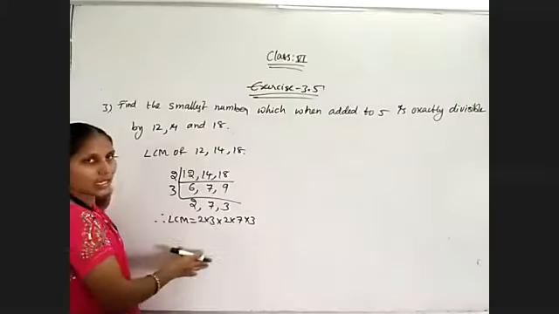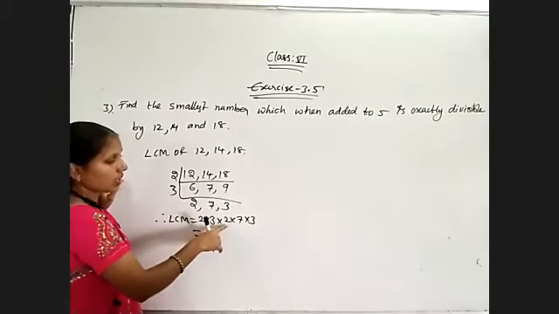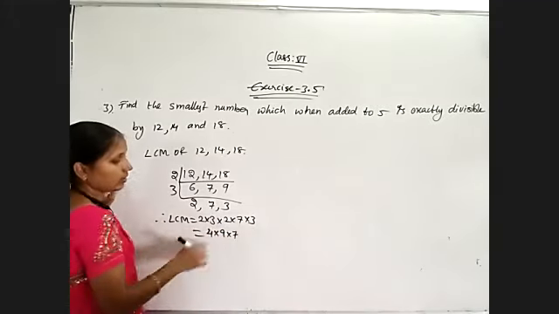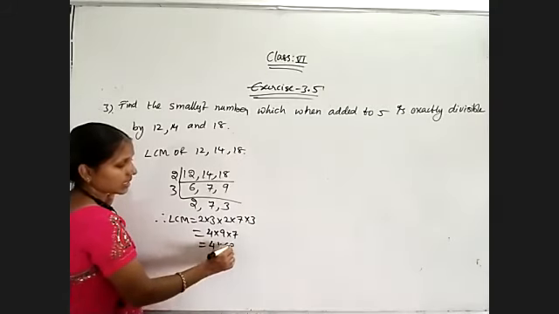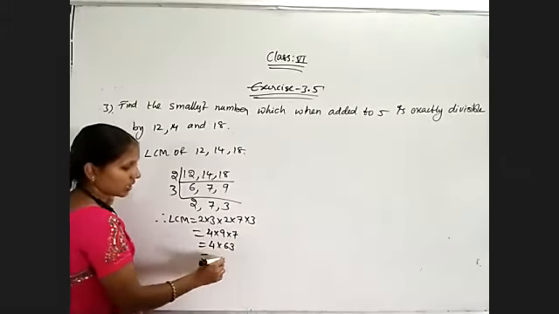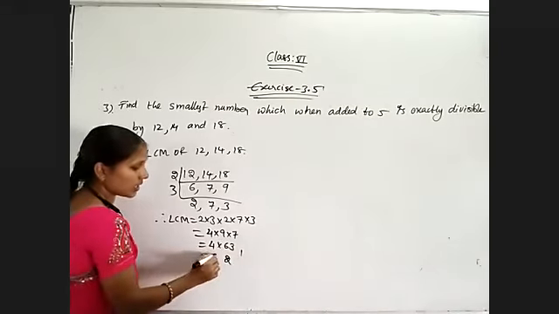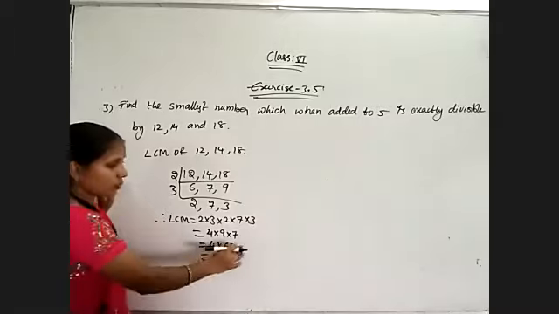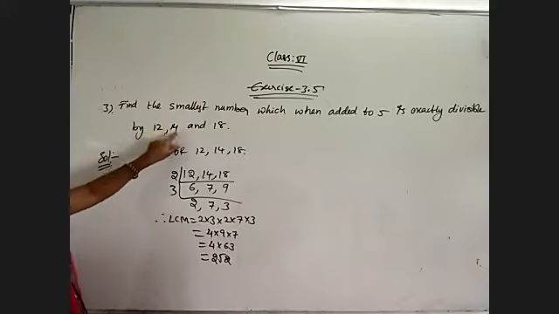So we can stop here, which is equal to 2 2s are 4, 3 3s are 9, so 4 into 9 into 7. 4 into 7 9s are 63, 7 9s are 63. 4 3s are 12, 4 6s are 24, 24 plus 1 is 25. So 252, we got the LCM. So 252 is divisible by 12, 14 and 18.